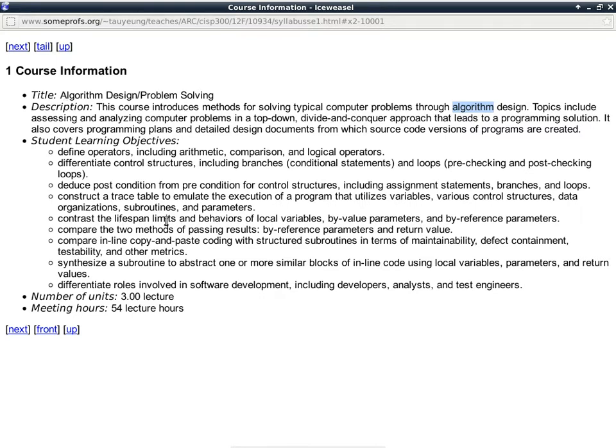Contrast the lifespan limits and behavior of local variables, by value parameters, and by reference parameters. We'll get to that part. It's really kind of technical. The rest of this is kind of technical, except for this one, compare inline copy and paste coding with structured subroutine in terms of maintainability, defect containment, testability, and other metrics. In general, if you have to use copy and paste when you're programming, it's not good. Okay? We'll talk about all of these topics later.